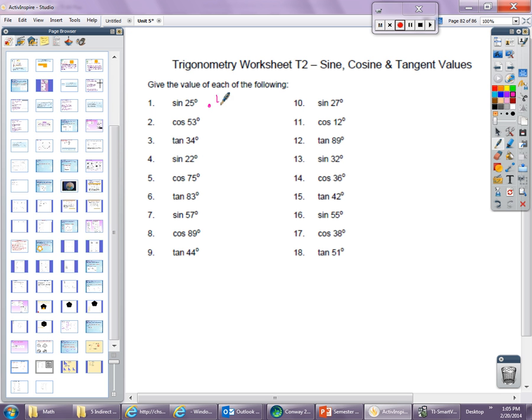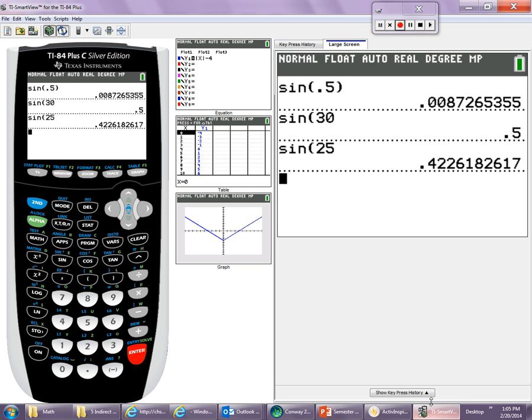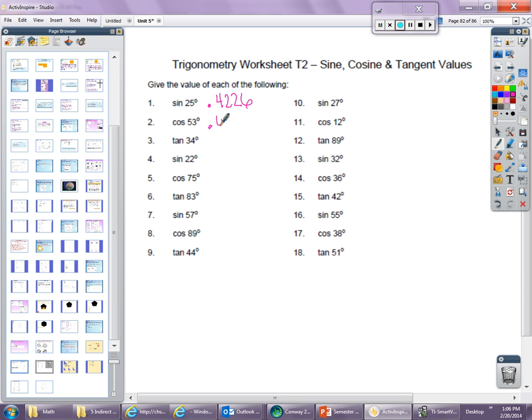So this is 0.4226. Okay? Go to the next one, cosine. Do cosine, this is cos, C-O-S, of 53. Hit enter, and again, write down 4 decimal places, 0.6018. So 0.6018. Okay, so go ahead and complete all of those up to number 18.